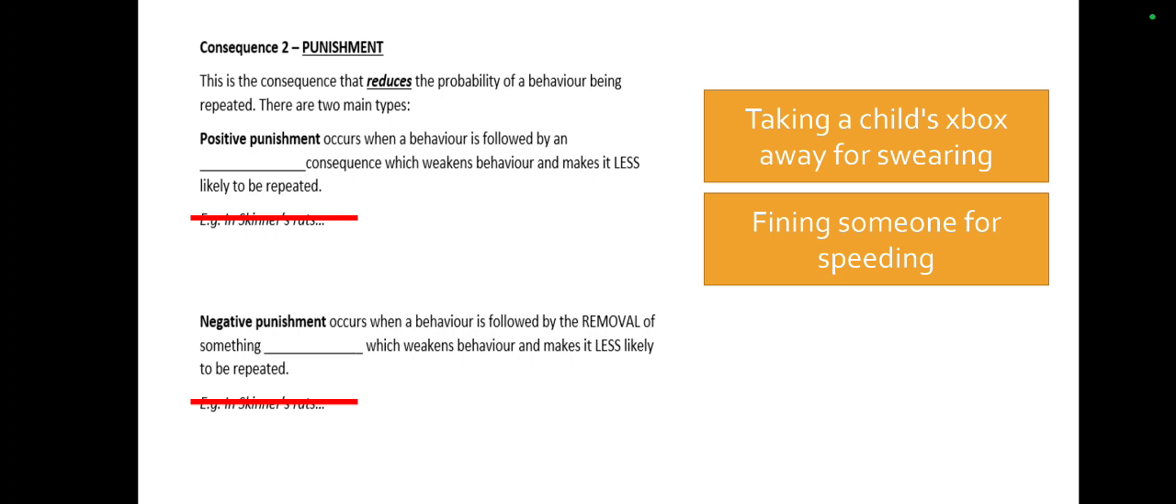So I'm going to ask you now, final thing, to try and match those 2 examples. Which one is positive punishment and which one is negative punishment? So which one is adding something unpleasant, which means you're less likely to do it again, and which one is removing something pleasant, which you enjoy, so therefore you avoid repeating that behaviour. So hopefully we've got these the right way round. A speeding fine would be positive punishment, whereas taking a child's Xbox away for swearing would be a negative punishment.